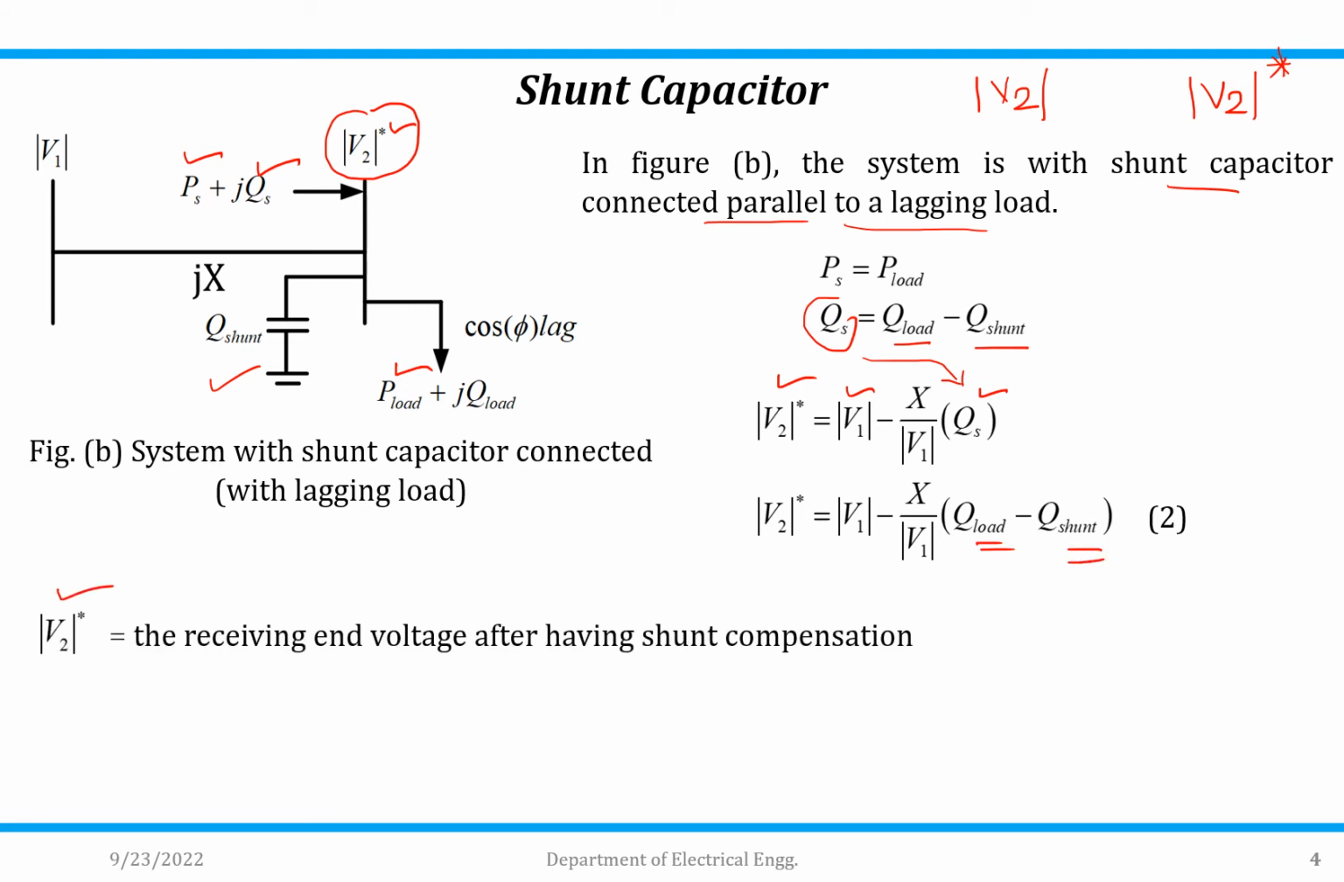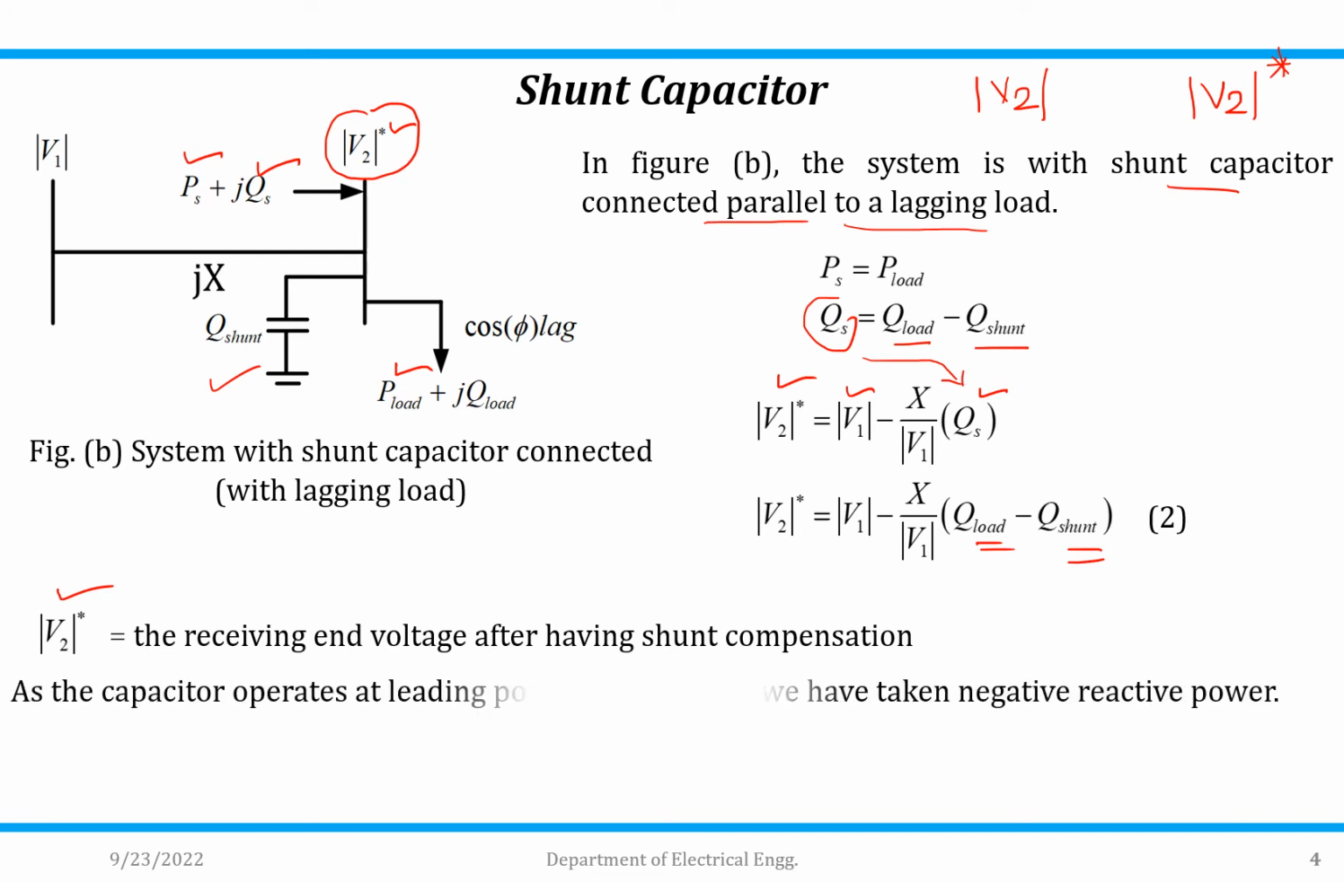As I already told you, it is the receiving end voltage after having the shunt compensation. Now as the capacitor operates at a leading power factor, that's why we have taken a negative reactive power. Hence, here whatever value of the Q we have taken related to the capacitor, it is Q shunt, and this is treated as negative because the capacitor operates at a leading power factor.